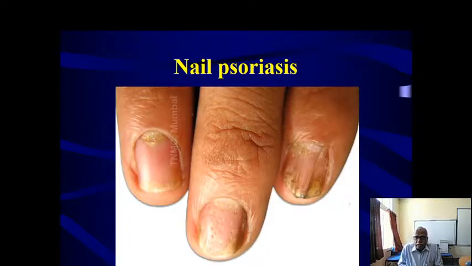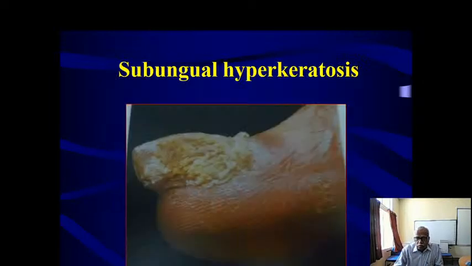So there is ridging, vertical furrows, pitting, discoloration, especially both proximal and distal, and there is hyperkeratosis. The nail bed is laden with hyperkeratotic tissue, causing the elevation of the nail, subungual hyperkeratosis.